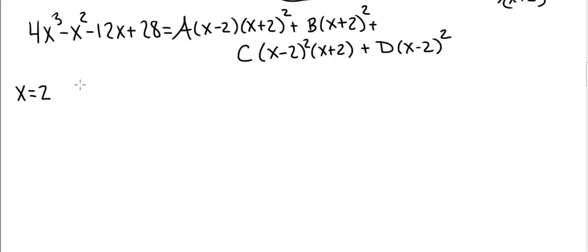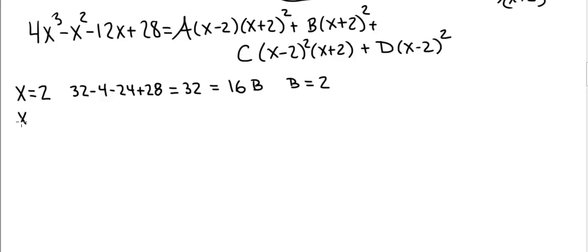On the left we have 8 times 4, 32, minus 4, minus 24, plus 28. That's equal to 32. On the right, plugging in 2 for x will make the a term, the c term, and the d term 0. 2 plus 2 is 4. 4 squared is 16, so we have 16b equals 32. Therefore, b must be 2.